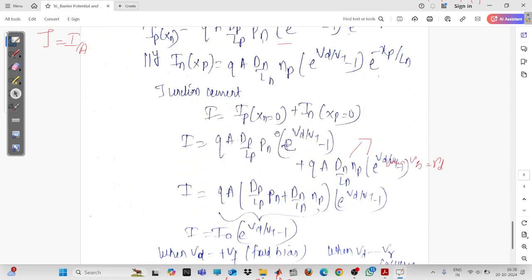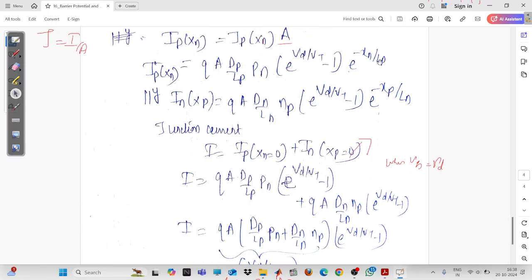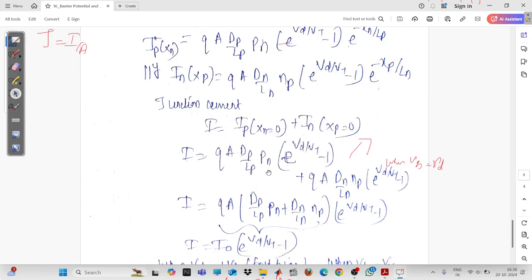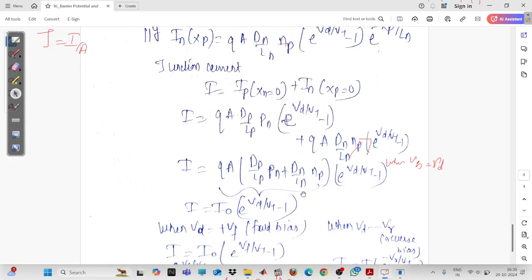So you put xn equal to 0 and xp equal to 0. When xn is 0, e to the power of 0 equals 1. You will have these two equations. Something is common here: q A is common, and Dp upon Lp times pn is also common, so you can take it outside. These are the only things which are not common, which is why we have taken it this way.